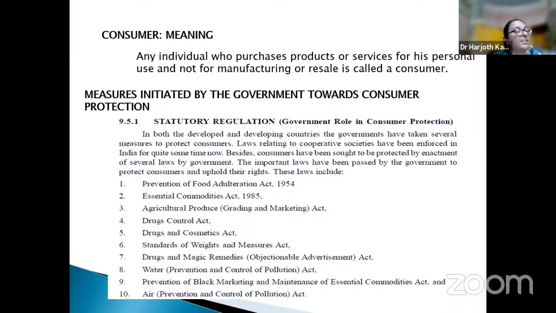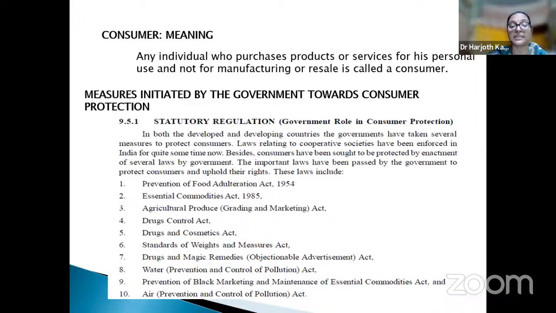We can just read these out. Prevention of Food Adulteration Act 1974. This act deals with all the food items, which should not be adulterated, which should be clean, qualitative, and helpful to the health of the consumers. Essential Commodities Act. They look at essential commodities like food, clothing, shelter, kerosene, gas and so on. Then the Agricultural Produce Grading and Marketing Act, covering all agricultural products. Drugs Control Act, they look after the expiry date and what ingredients are there, whether they are good for the health of the consumers or not. Drugs and Cosmetics Act. For cosmetics, they control that no side effects will be there.